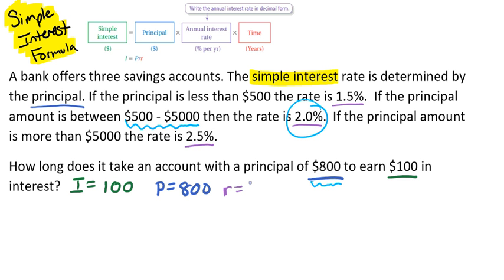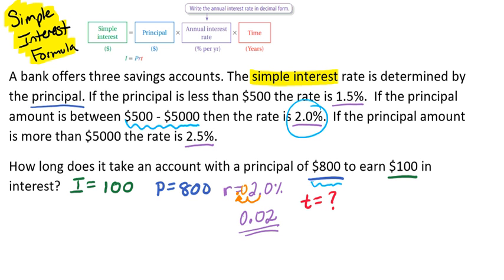So remember, we want to take that 2.0%, and that needs to be converted to a decimal form. So we're going to move our decimal 2 times to the left and rewrite that in the form 0.02. And so that is the value we will use there. Now, as far as our time goes, that's what we don't know, because it says, how long does it take? So let's go ahead and let's plug that into our formula.